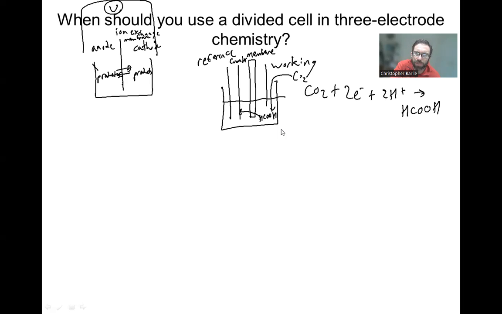Now, there's another thing that you can do, which is you can use a very large area counter electrode instead of a membrane. And I'll talk about that in another video, what that does.